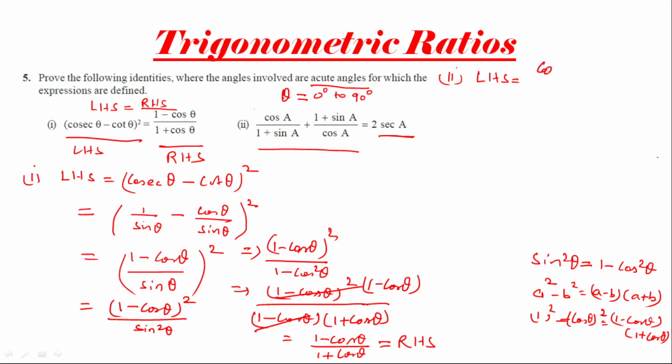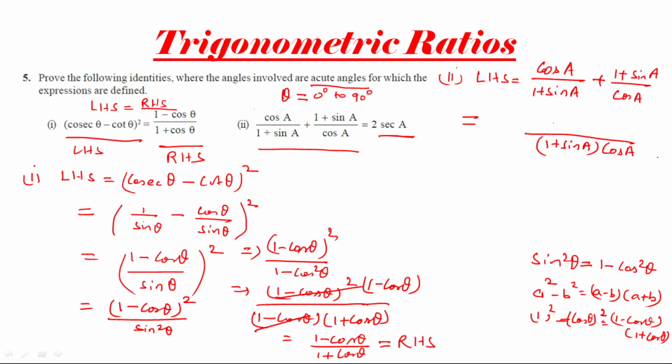In this case, cos A by 1 plus sin A plus 1 plus sin A by cos A. When we take the LCM, it becomes 1 plus sin A into cos A. Here, since 1 plus sin A is there, cos A has to be multiplied, so cos A into cos A becomes cos square A. Similarly, in this case 1 plus sin A has to be multiplied, so 1 plus sin A whole square.